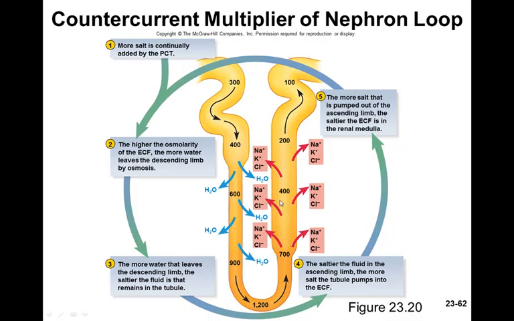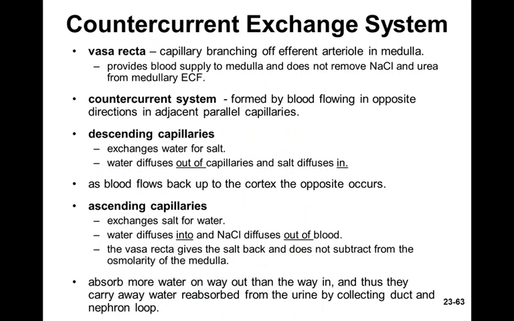So this is where we're going to increase the salt or the salinity in the medulla, as right here in the ascending limb, the red arrows show salts are being pumped out. The more salt that's pumped out of the ascending limb, the saltier the ECF is in the medulla, and then of course more salt is continuously added by the PCT. So that's where you get that whole multiplier effect, because we're constantly putting more salt into the renal medulla.